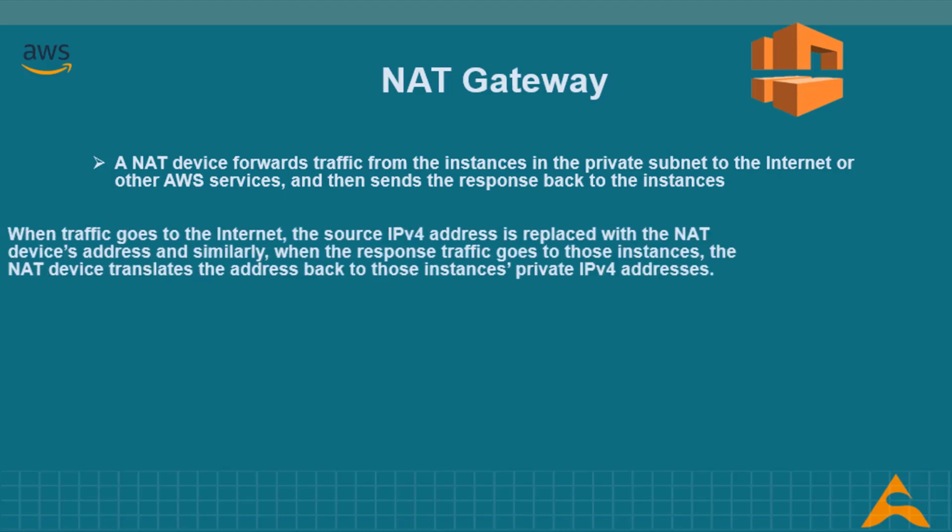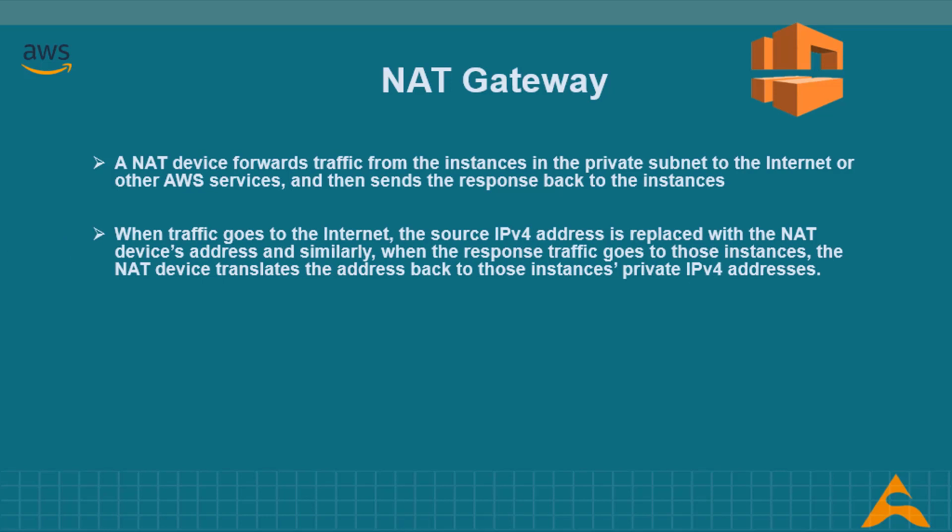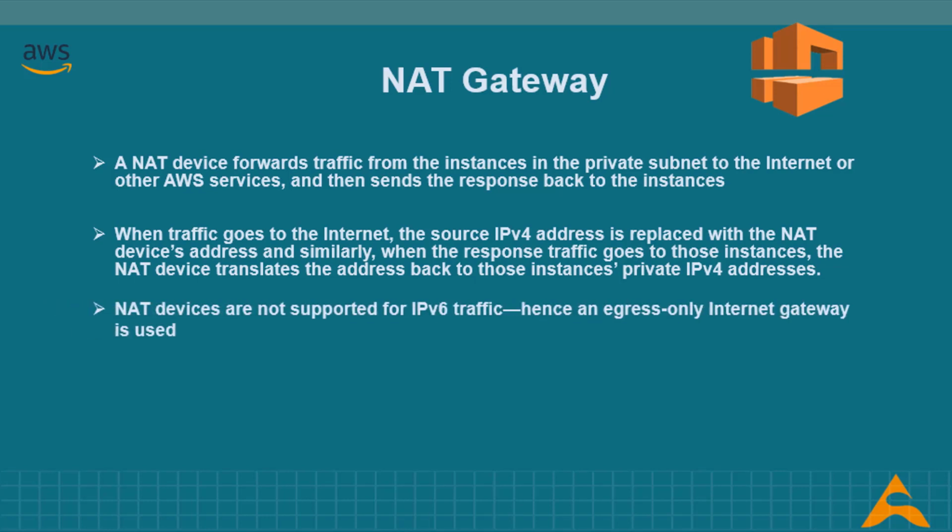A NAT device is used to enable instances in a private subnet to connect to the internet, for example, for software updates or other AWS services. When traffic goes to the internet, the source IPv4 address is replaced with the NAT device's address, and similarly, when the response traffic goes to those instances, the NAT device translates the address back to those instances. See, NAT devices are not supported for IPv6 traffic. Hence, an egress-only internet gateway is used.